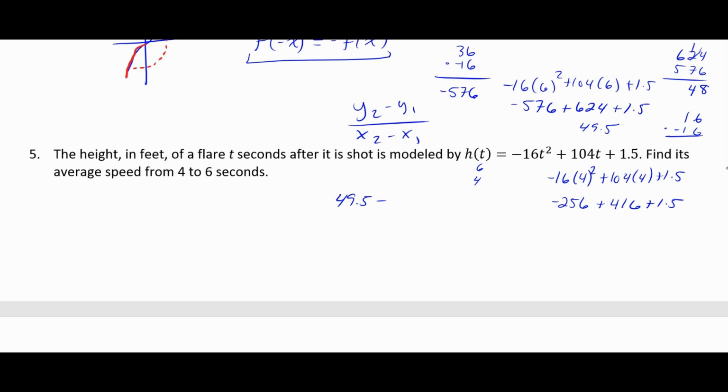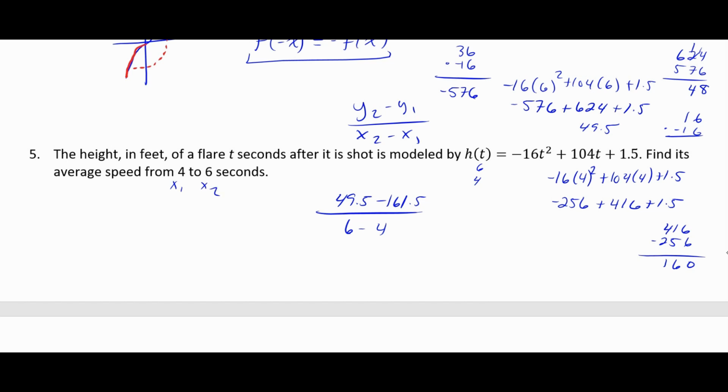And then I want to subtract those two, so 416 minus 256 is 160. So 160 plus 1.5, and remember I'm going to be subtracting this. 160 plus 1.5 is 161.5. And then in my denominator, I'm doing 6 minus 4. So this is x1 and this is x2.